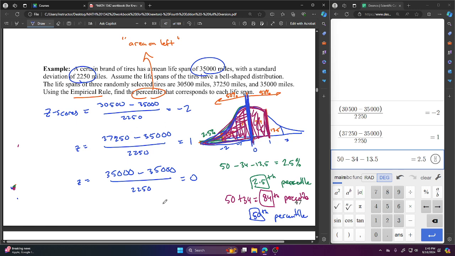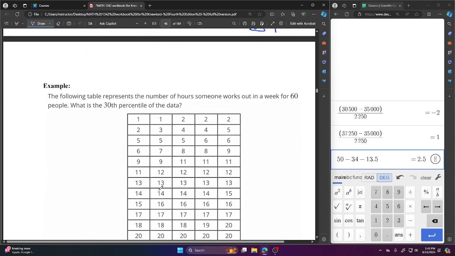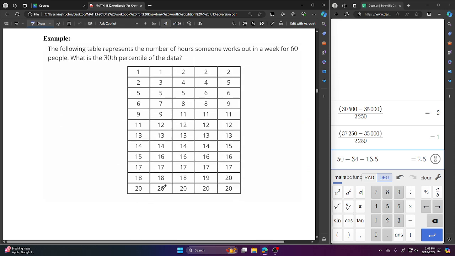Okay, I'm going to scroll on. Is that okay? 5, 4, 3, 2, 1. Here we go. Scroll. Okay, this is an interesting question. I've seen this on the homework for sure. It says we have 60 different people. What's the 30th percentile? So they want 30% on the left side, 30% less.